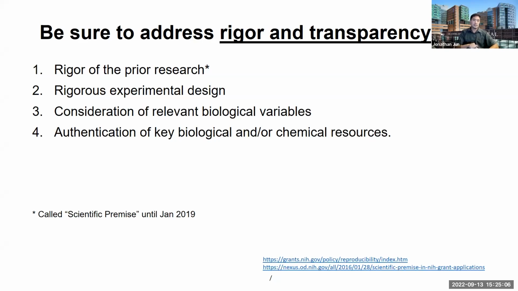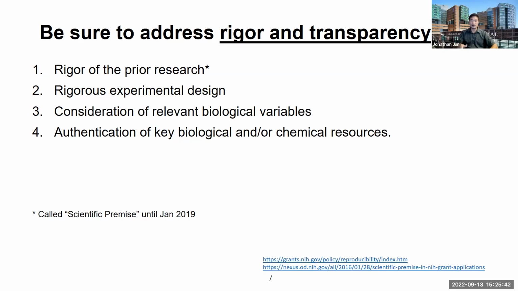Okay. All right, rigor and transparency are sometimes a little confusing. This used to be called scientific premise in 2019, and then NIH decided that was a little confusing, what is meant by premise. So now they call it rigor, and there are 4 criteria where they want to show that your grant is rigorous and transparent. Number 1, rigor of prior research. We discussed that earlier, going through the prior literature to talk about what is known and what's not known, and what are the gaps.